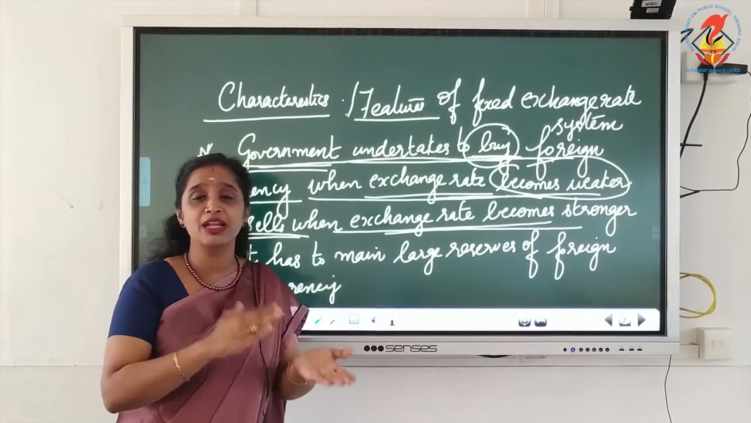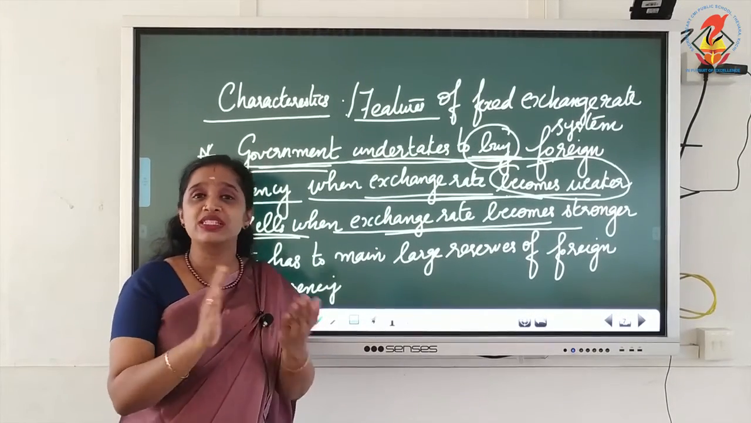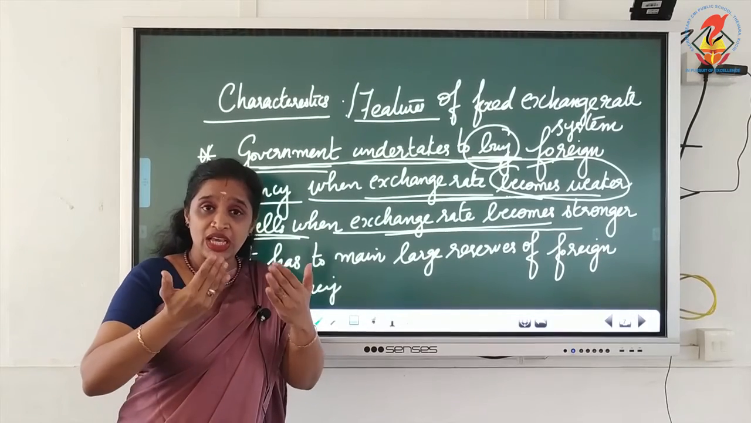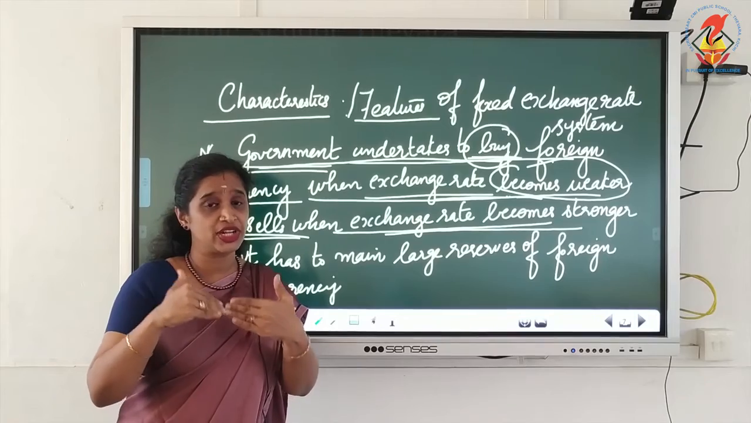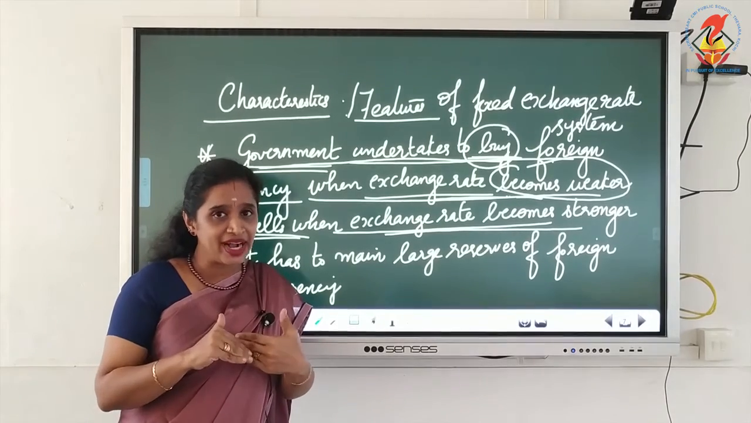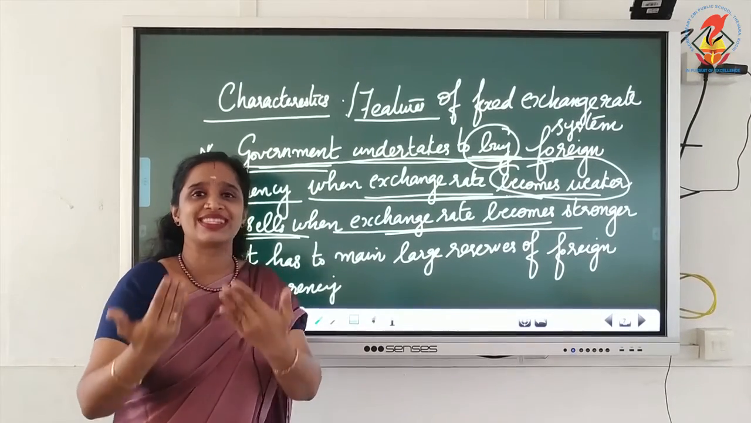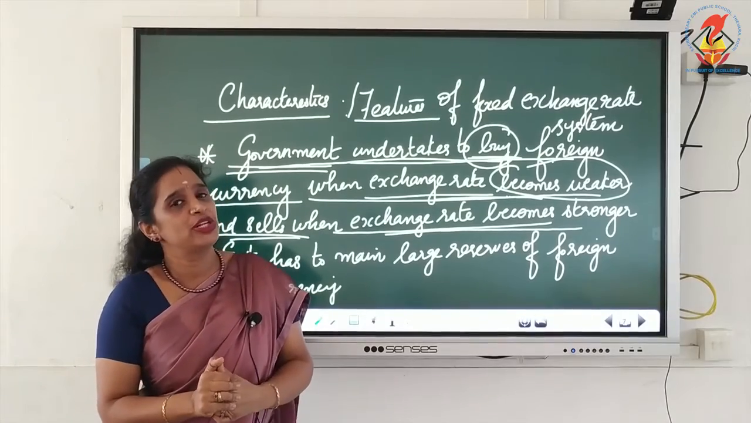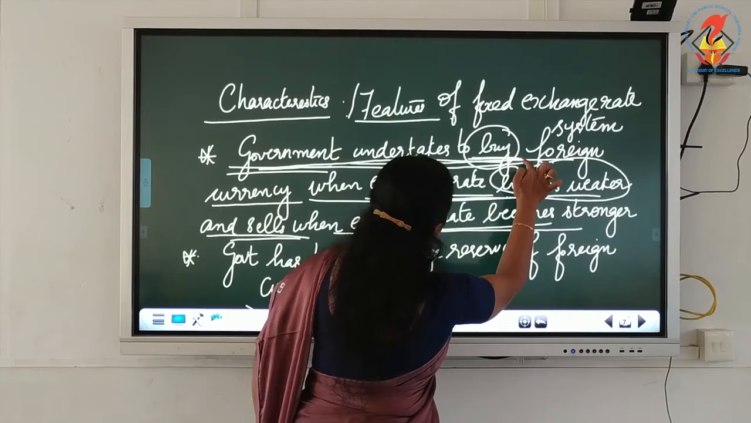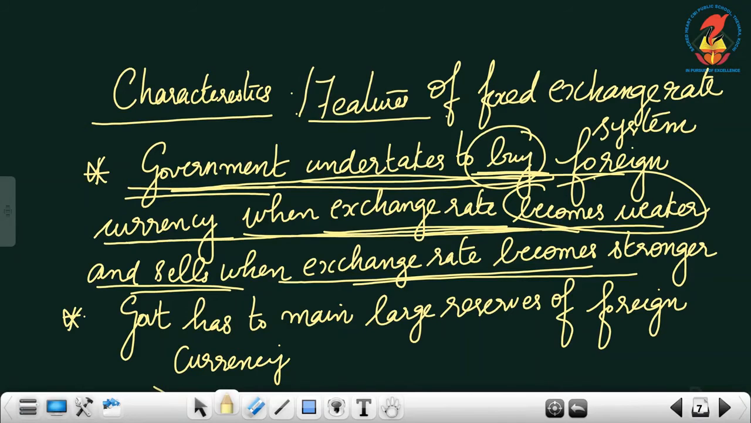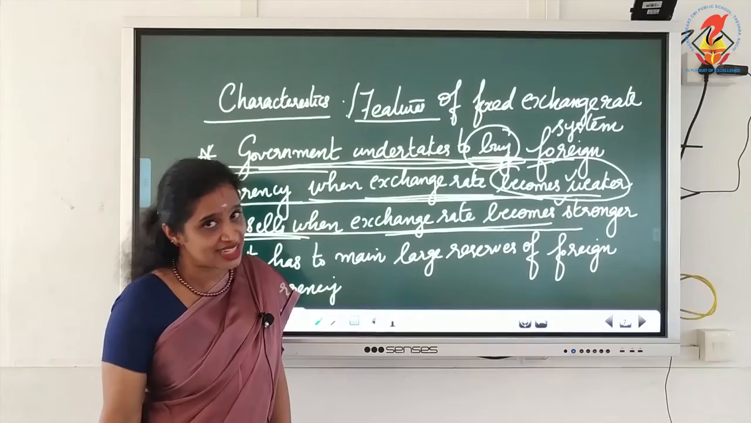So whenever the market becomes weaker or stronger, I hope it is clear to you, weaker in the sense that we are able to get the foreign currency at a profitable rate. When the exchange rate of that currency becomes lower, we can buy it. And if it becomes higher, we can sell it. So accordingly, the government will maintain that. So once again, the government undertakes to buy the foreign currency when the exchange rate becomes weaker and sells when the exchange rate becomes stronger. So this is what happens under the fixed exchange rate system.